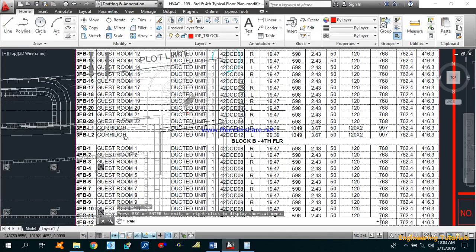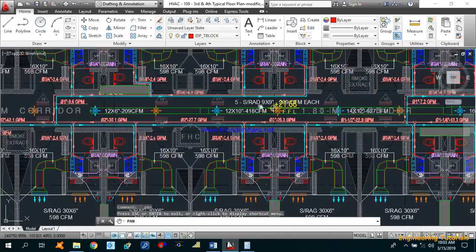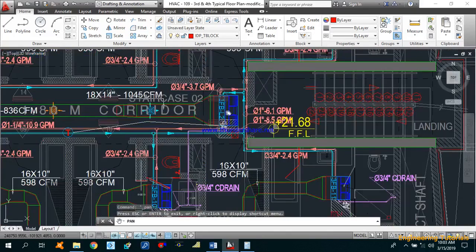I'm going to do it for this corridor machine, 3FBL2. Here you can see this machine 3FBL2, the one I was talking about in the schedule. We already calculated the GPM for this machine, and the GPM required is 3.7 GPM for our calculated heat load by the district cooling system. Now we are going to see how this 3/4 inch pipe size comes for this 3.7 GPM. So let me open this pipe sizer tool.